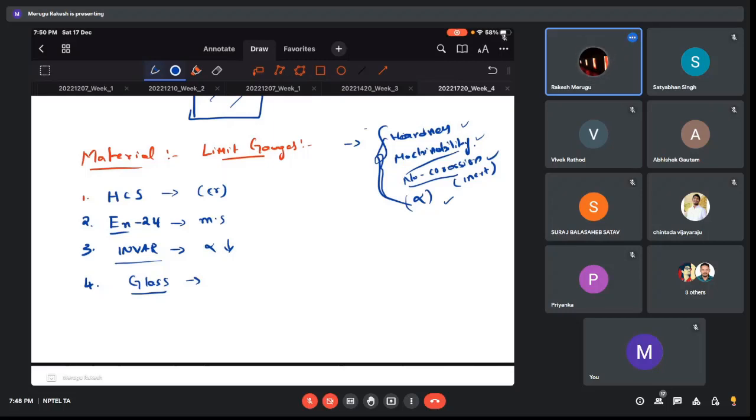So this concept of glass is very interesting if you think about it. Suppose a worker is using HCS or any of these materials, and he accidentally drops the limit gauge, plug gauge or ring gauge. There will be some surface damage. Suppose it's a go gauge, it will enter the product, so there will be some damage on the surface. If it creates any marks on the product, it is going to reduce the life of that product.